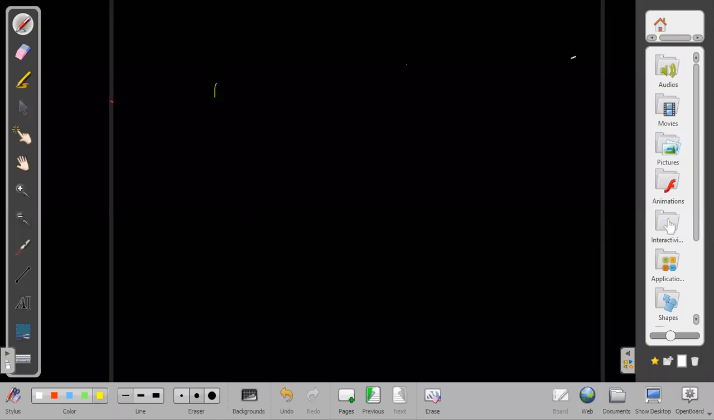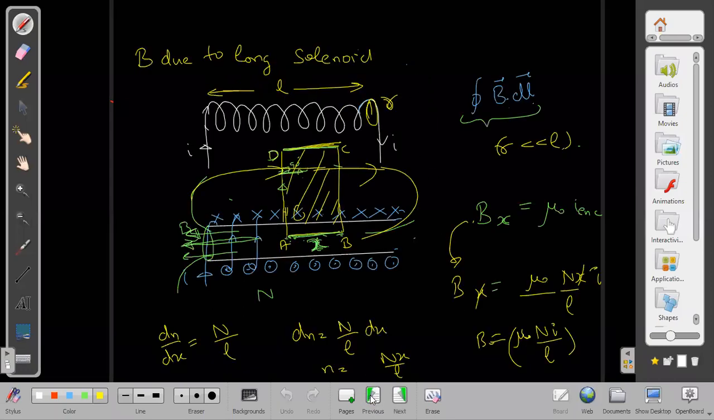So we are still getting the B to be correct, and that is equal to mu naught into n into I by L. That is it. Okay. If you have to keep ideas in mind for the exam, then keep this idea in mind: B into x is equal to mu naught into I enclosed. B into x, that x and x cancel. B is equal to mu naught into n into I by L.